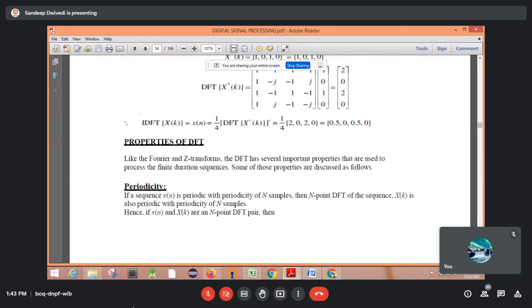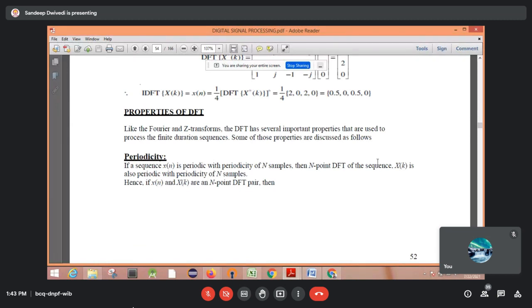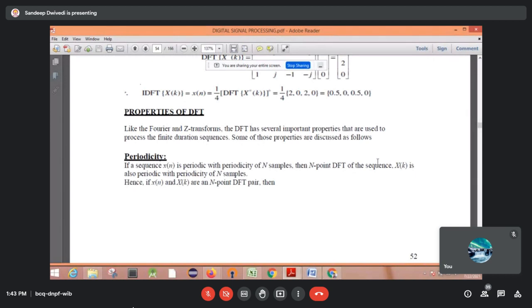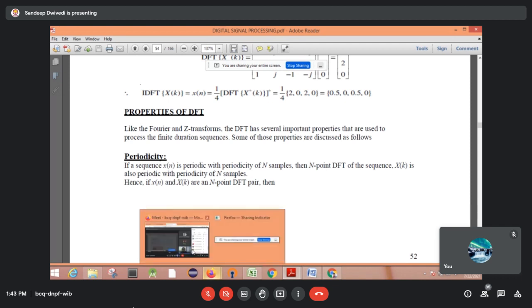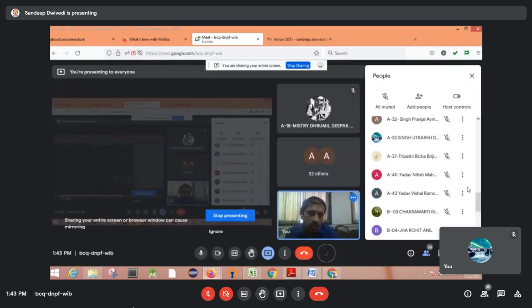Okay, then properties are there. So is there any doubt? If any doubt is there, we can solve it, otherwise we can move forward to the properties.